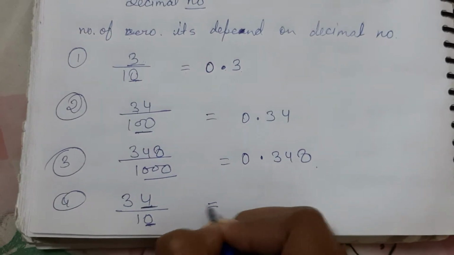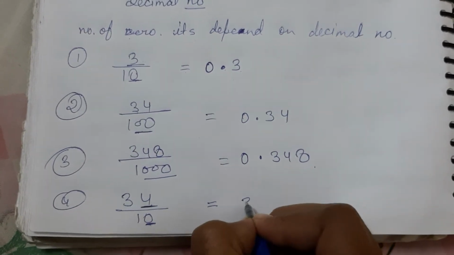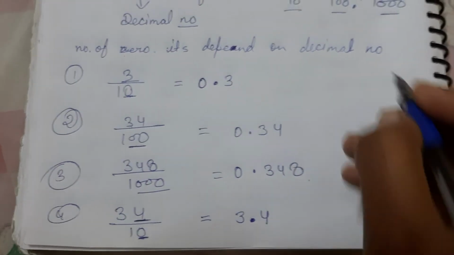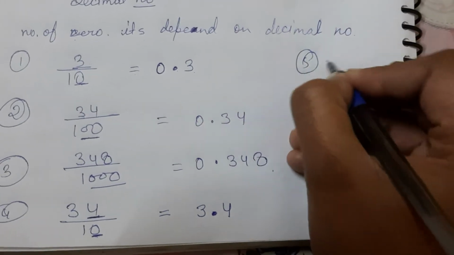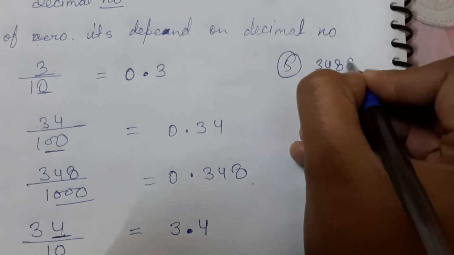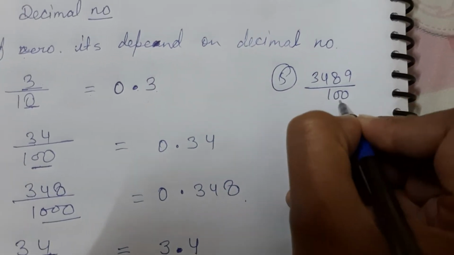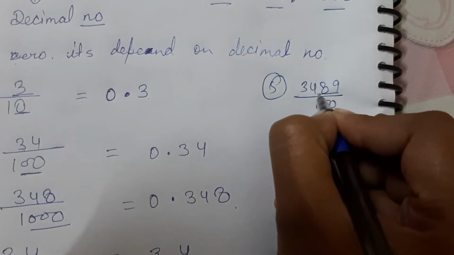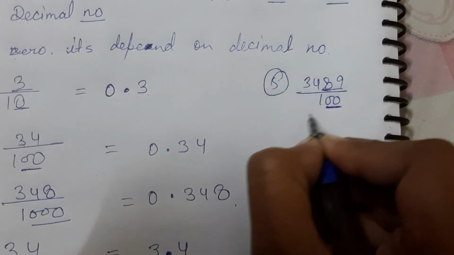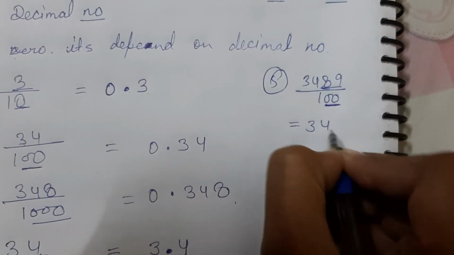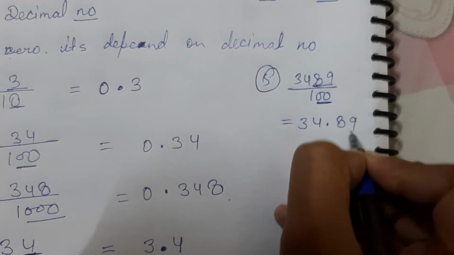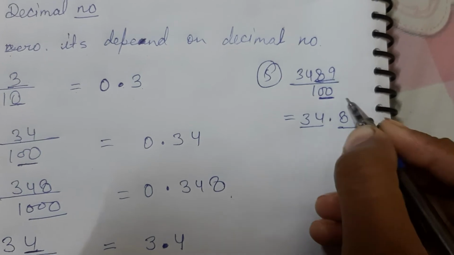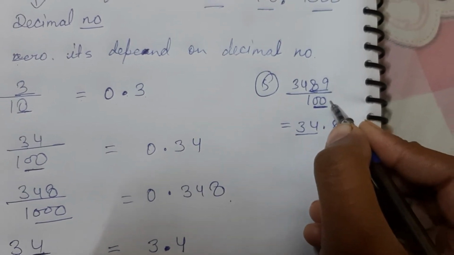Okay, so you have to put in front of this 4 point 3.4. Understand now? One more take. 5, it is given 3, 4, 8, 9 divided by 100. So how many zeros are there? 2 zeros, and you have to take 2 decimal numbers from the back side. This is a 2 decimal number, so you have to put the point in front of 89. So that the whole number is 34 and the decimal number is 89, according to the zeros.